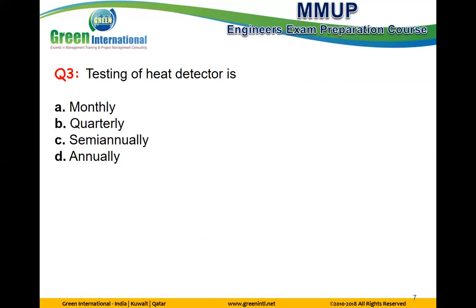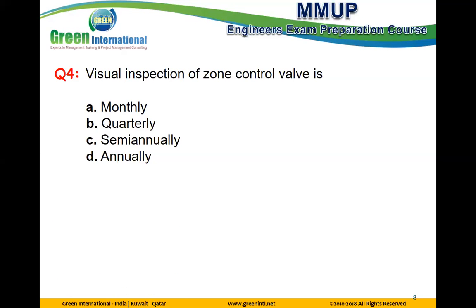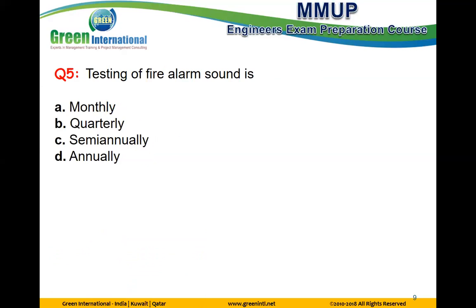Answer for the third question: semi-annual or annually? Annually. Testing of a heat detector is annually. Okay, what will you remember? Zone control valve inspection is quarterly? Semi-annually? This is a guess. Visual inspection. This is one of the odd questions. Monthly. Sure. Yeah, this one I save. This is not regular.